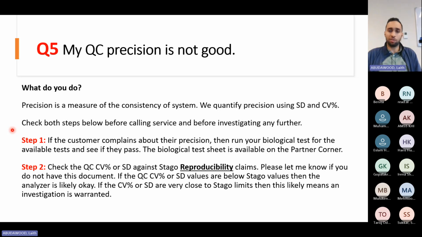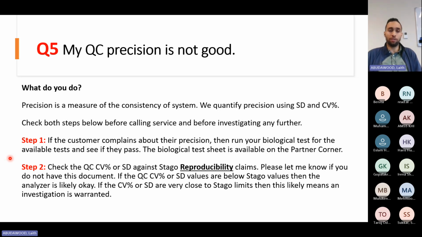So you run a repeatability experiment. If the repeatability experiment passes as per the biological test, which is the manufacturer claim, that's it. Pretty much case is closed. Okay, but the complaint to begin with is about QC. How do I assess that? Repeatability is fine, but the customer says, I don't like the QC.